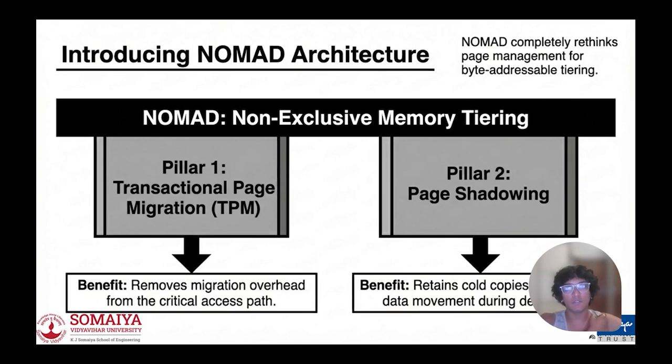Nomad is built on two pillars working together. Pillar one is transactional page migration, or TPM. The key idea here is that migration should never block the application. It happens in the background like a transaction. Pillar two is page shadowing. Instead of deleting the original copy of a page after promotion, Nomad keeps it as a shadow in slow memory. This makes future demotions essentially free. No data needs to move. Together, these two mechanisms give you what the paper calls fluid, non-blocking memory. Pages can move between tiers without disrupting the application.